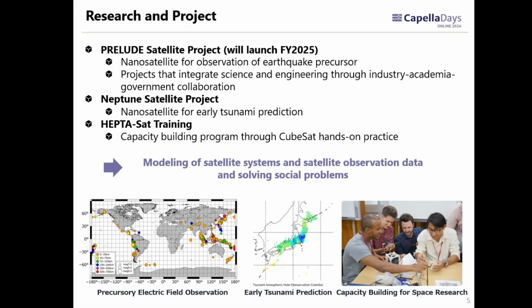The second of our research projects is the Neptune satellite project. This is also a small miniature size satellite project, a nanosatellite for early tsunami prediction. The third project is the heptasatellite training project. This is a capacity building program through CubeSat hands-on practice. So our laboratory basically focuses on satellite and space-related design, development, operation, and education, and on the modeling of satellite systems and satellite observation data, and solving social problems.